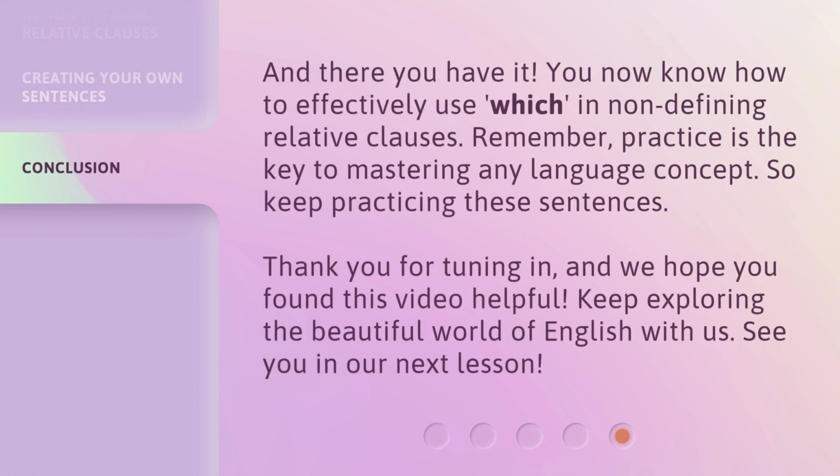And there you have it. You now know how to effectively use which in non-defining relative clauses. Remember, practice is the key to mastering any language concept. So keep practicing these sentences.